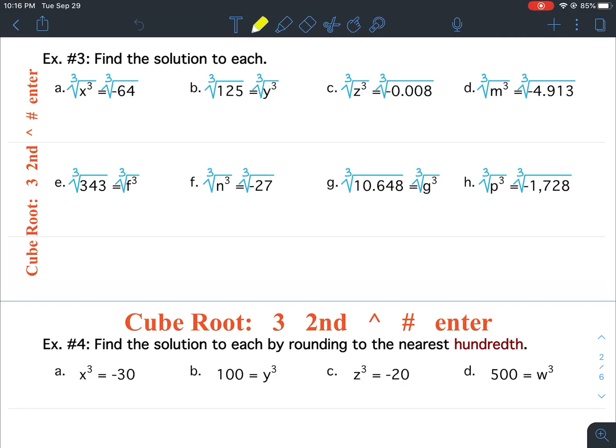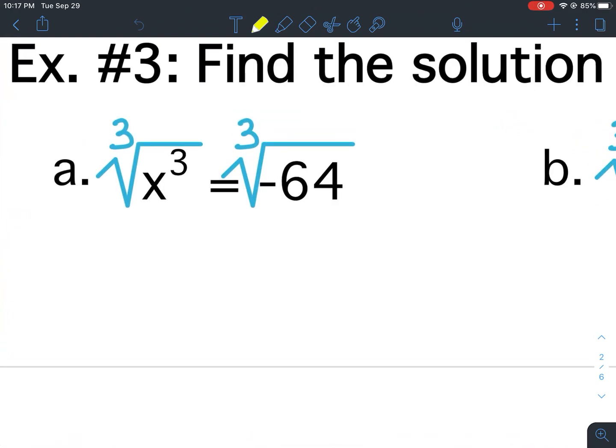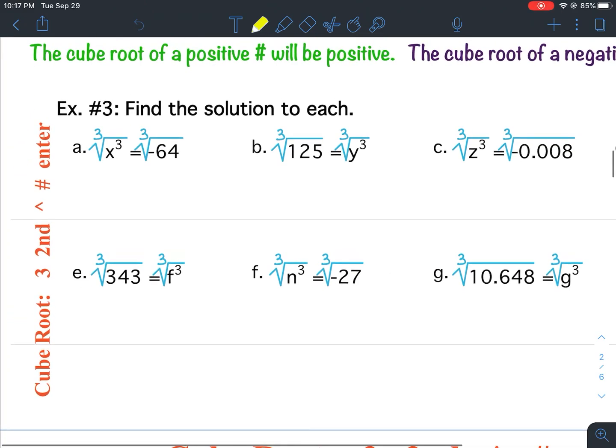Pause your video and do that now. So again, take the cube root just like I did there of both sides. Pause your video and do that for each of A through H.